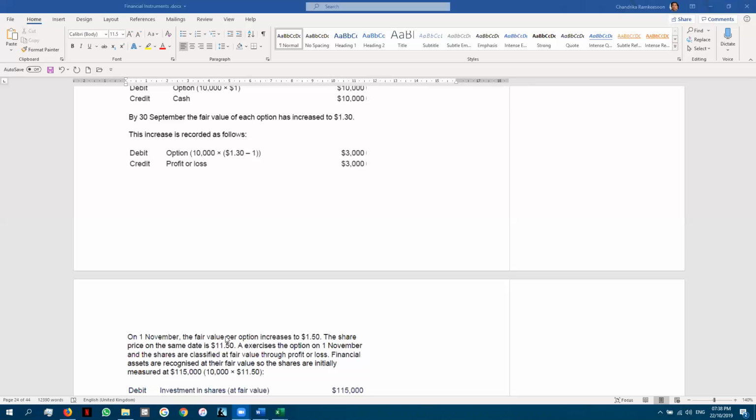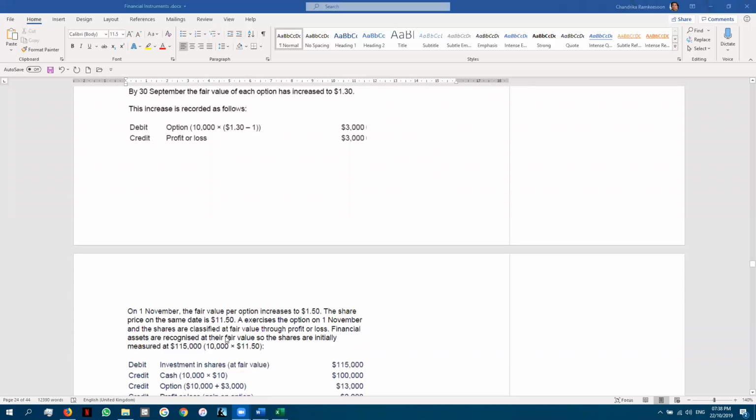On 1st November, the fair value per option increases to $1.50. The share price on the same date is $11.50. Price of the share has risen. A exercises the option on 1st November, and the shares are classified at fair value through profit or loss. Remember, we came across this term before, financial assets classified at fair value through P&L, or financial assets valued at fair value through OCI. If, of course, A intends to deal in the shares regularly, it would be classified at fair value through P&L.